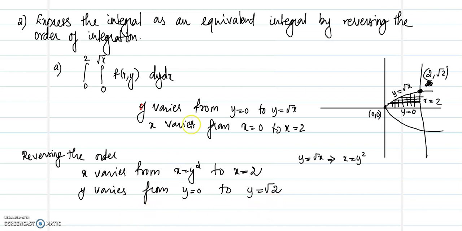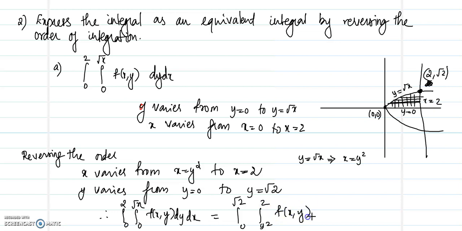So therefore the new order of integration is, integral 0 to 2, integral 0 to root x f of xy dy dx will be equal to integral 0 to root 2, integral y square to 2 f of xy dx dy. So that will be the new order of integration.